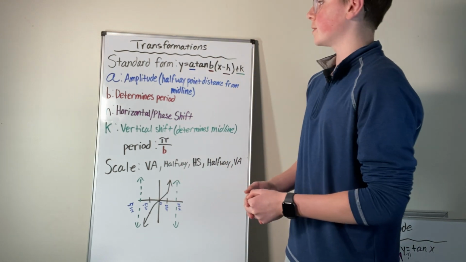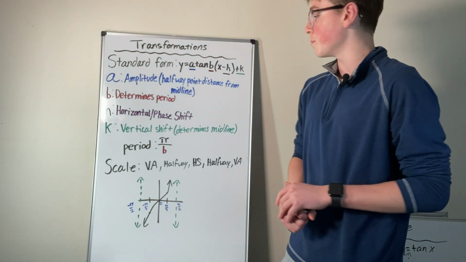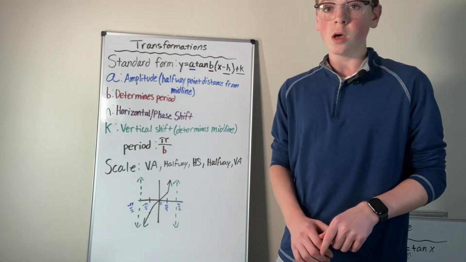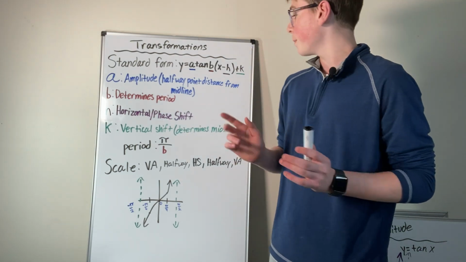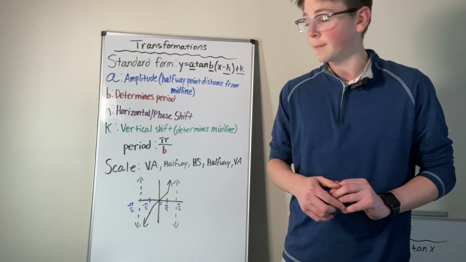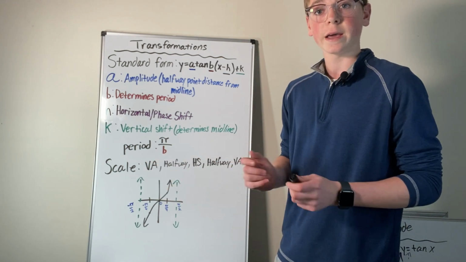So let's start at the standard form. Our standard form of tangent is y equals a tangent b of x minus h plus k. Our a is our amplitude, which is the halfway point distance from the midline. Then our b determines our period. Our period is pi over b.